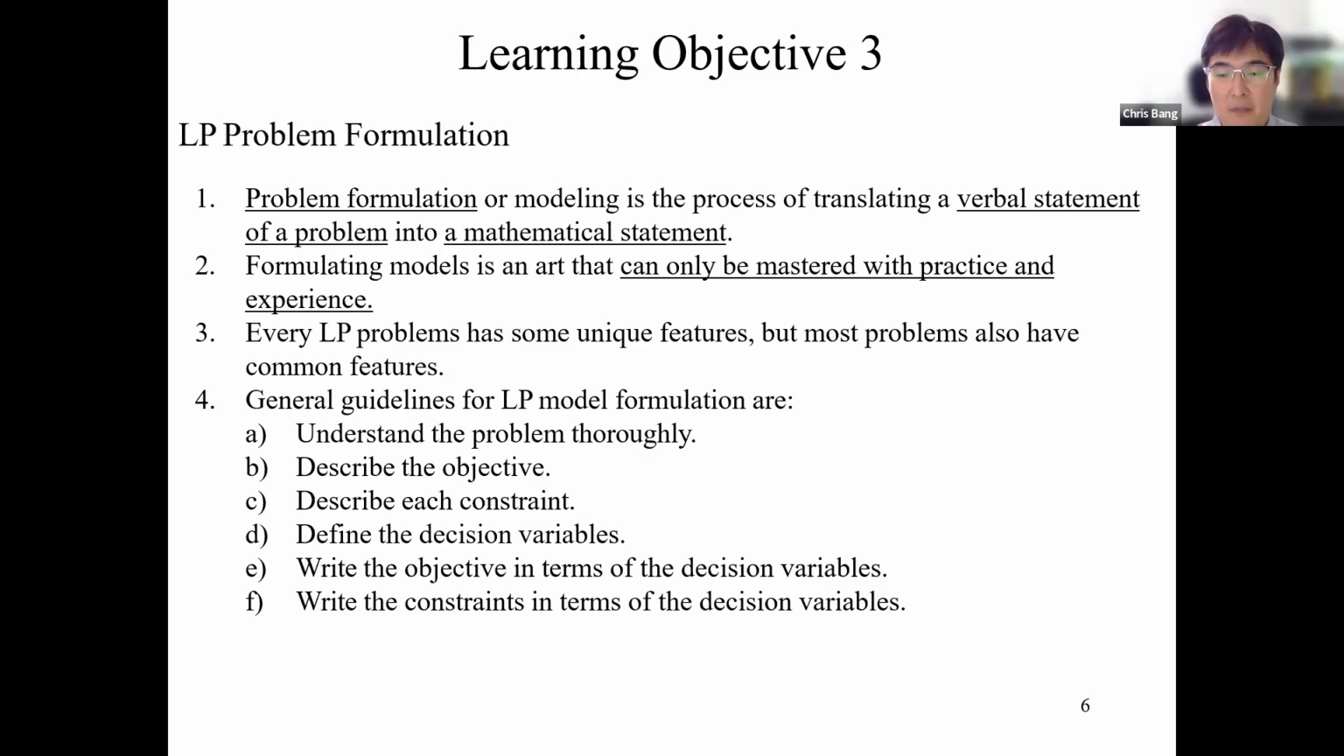Problem formulation is the process of translating a verbal business problem into mathematical language. This is one of the most important skills in LP, although each LP problem is unique. The formulation process usually follows several common steps. We need to understand the problem thoroughly, identify the objective, identify constraints, define the decision variables, and then write the objective and constraints in mathematical form.